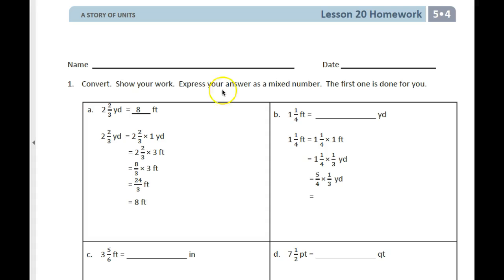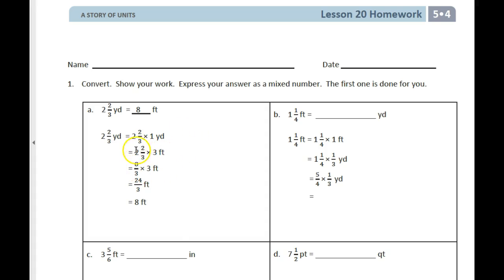So in the first example, what you can see here is they've gone from yards to feet, and instead of saying 2/3 of a yard, it's 2 2/3 of a yard. And as you look down here in this process, they've gone from 2 2/3 times 1 yard, that's the same thing, 2 2/3 times 3 feet. So we've gone from taking this yard and turning it into 3 feet.